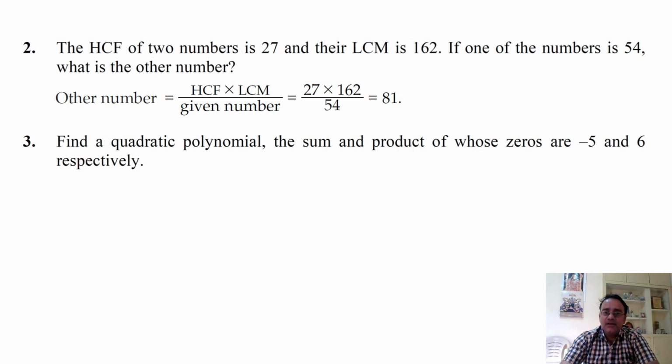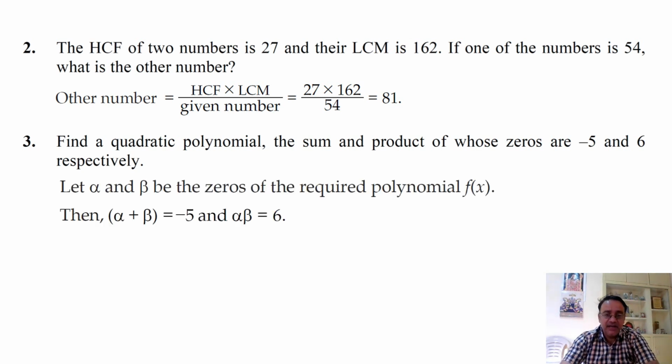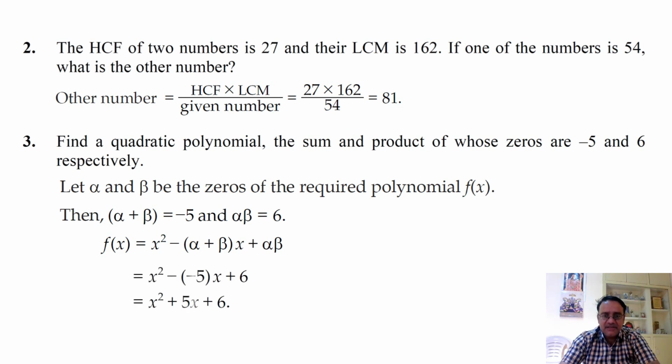Okay. Now find a quadratic polynomial, the sum and product of whose zeros are -5 and 6 respectively. So here the sum is given and the product is given. Alpha plus beta is -5 and alpha beta is 6, and we know that the formula of the quadratic polynomial is x square minus (alpha plus beta) into x plus alpha beta. Now we are going to substitute the values. So the final answer is x square plus 5x plus 6.